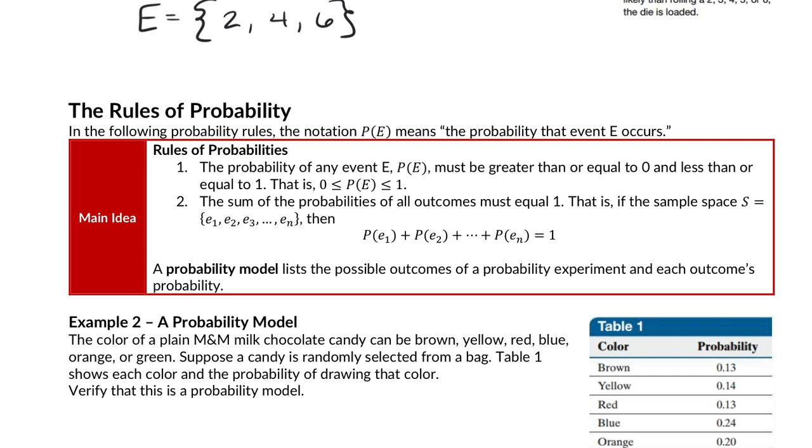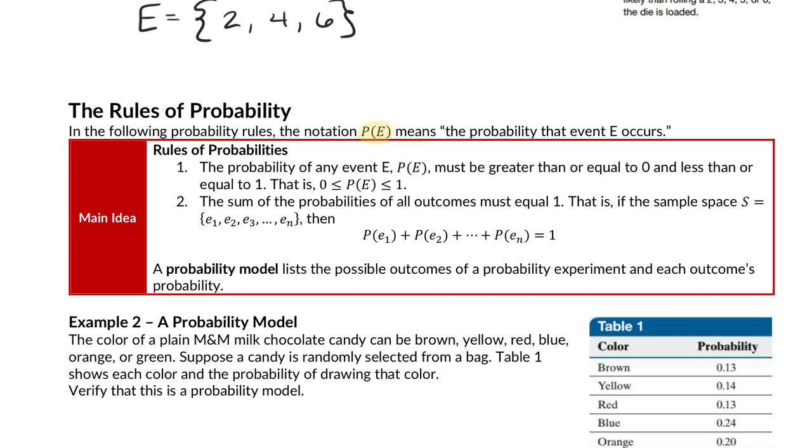When we're talking about probability, by the way, we're going to use this notation P(E). We will pronounce it the probability of E. So similar to function notation like f of x, this is the probability of E, so the probability that that event would occur. The rules of probability are very simple.